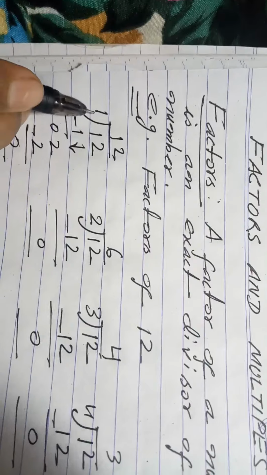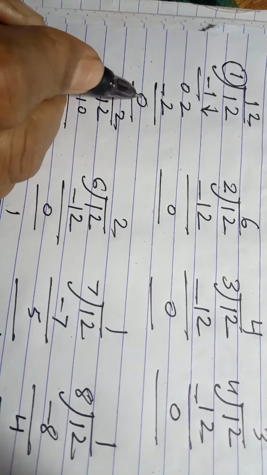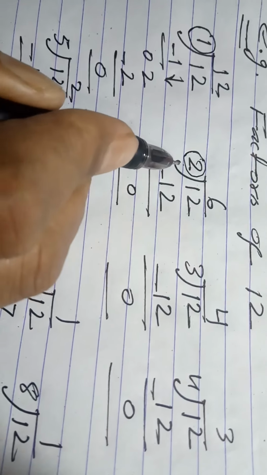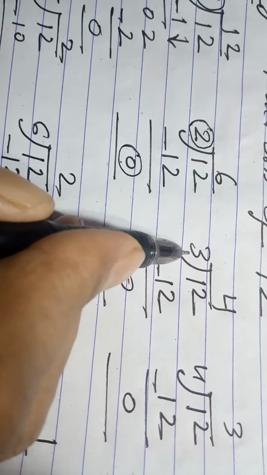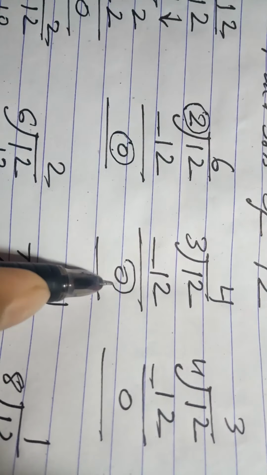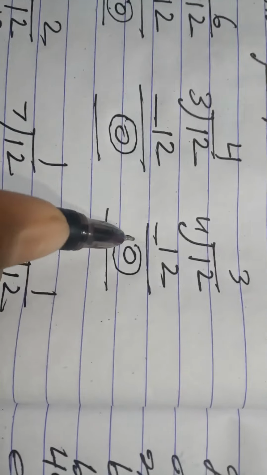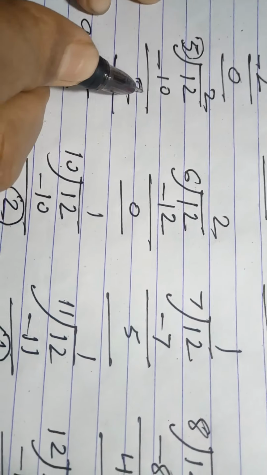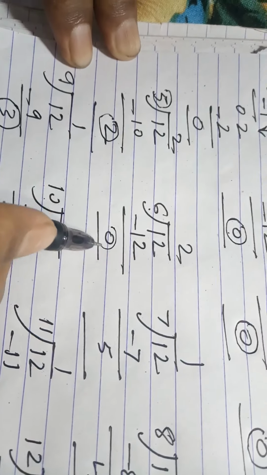So 1 is an exact divisor because it has no remainder. 2 is an exact divisor because it has no remainder. 3 is an exact divisor because it has no remainder. 4 is an exact divisor because it has no remainder. 5 is not an exact divisor because it has a remainder. 6 is an exact divisor because it has no remainder.